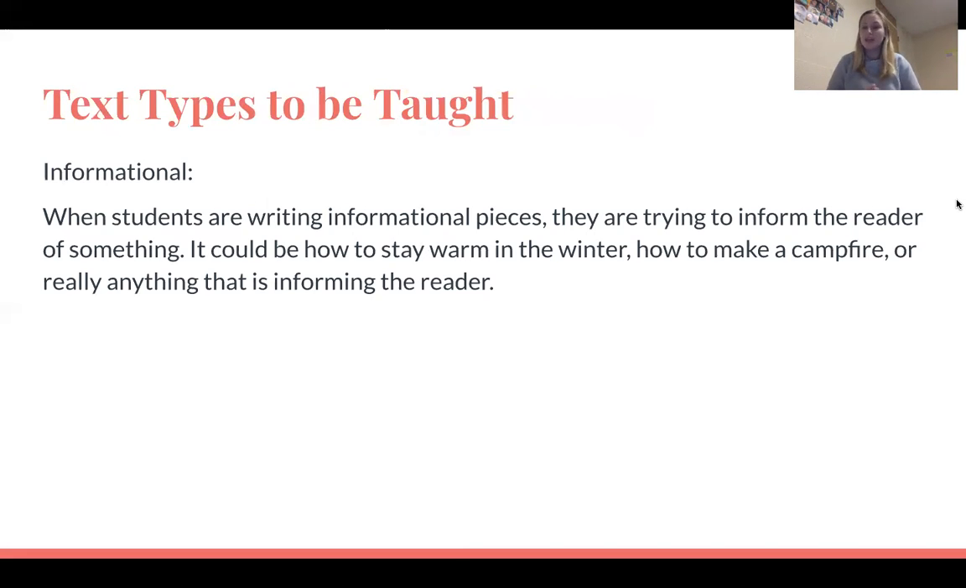So these are the text types that I mentioned a little bit ago. So informational is the first one that we'll probably do. This is when students are writing informational pieces. They're trying to inform the reader of something. So it could be how to stay warm in the winter, like wear your gloves or your hat, stuff like that. Or it could be how to make a campfire, or anything that is informing the reader of something. It's got to be true. It's informing our reader of how to do something.